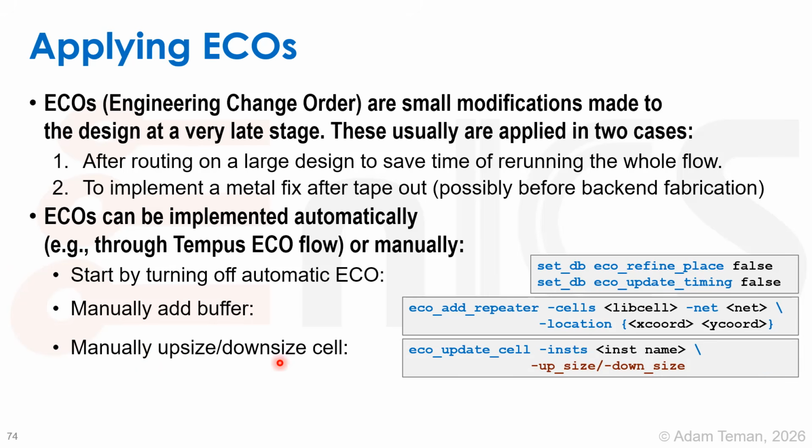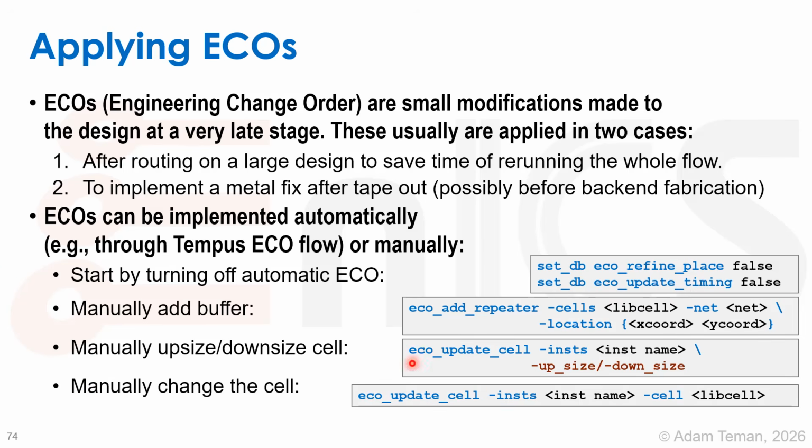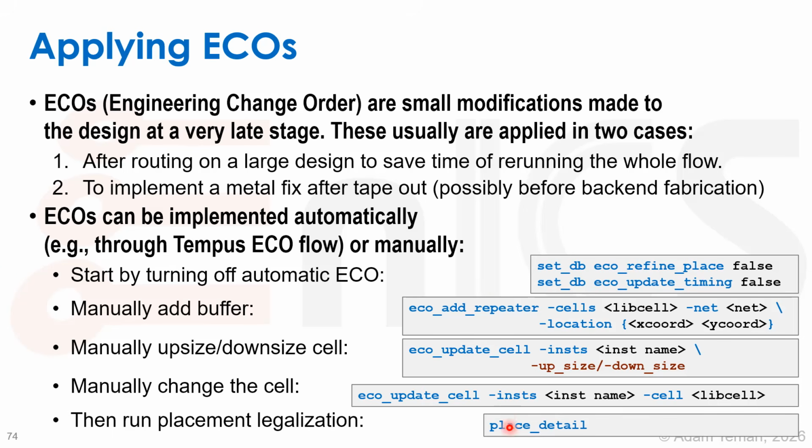We can do something like upsize or downsize the cell. So ECO update cell, give the instance name and say minus upsize or minus downsize. And we can manually change the cell, ECO update cells. We take the instance and we say we want to put a different library cell there. And after we do this, of course, we have to run placement legalization. So running the place detail will legalize the placement of the thing, and then we should run a route ECO to fix the routing as well.